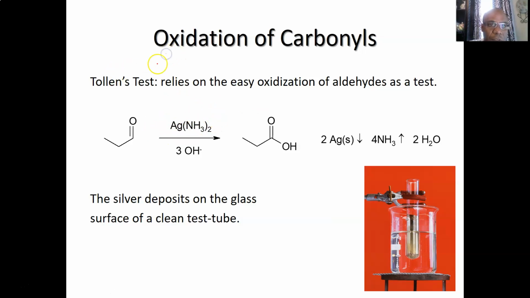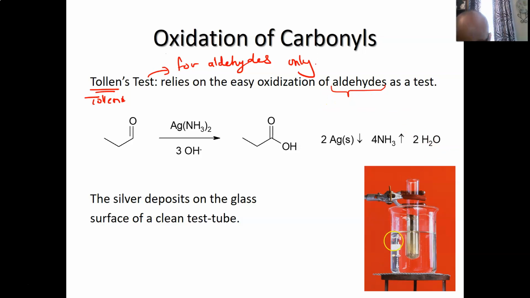There's a test for aldehydes only. It's called the Tollens test, discovered by the scientist called Tollen, and it tests for the presence of aldehydes in an unknown. Liquids can be colorless. Water is colorless. This aldehyde is also colorless. Methanol is colorless. Ethanol is colorless. Cyclohexane is colorless. So how can you tell them apart with a test?